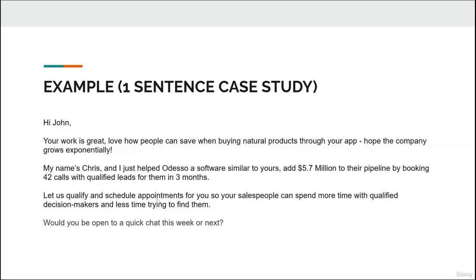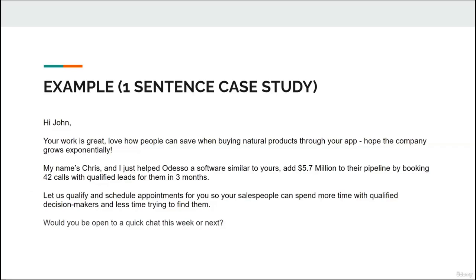Now, it's usually important to also put a timeline because it shows the urgency. Right, if I did 42 calls in a year, that's not really that impressive, but within 3 months, that's pretty impressive. And then lastly, we just provide us as the solution right here. So let us qualify and schedule appointments for you so your salespeople can spend more time with qualified decision makers and less time trying to find them. And then simply at the end, we just have the CTA, which is, would you be open to a quick chat this week or next?